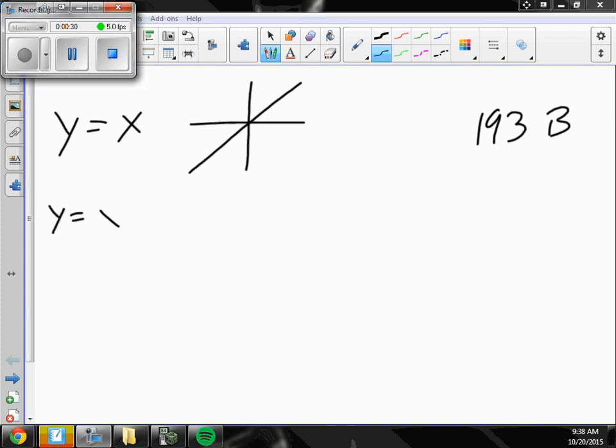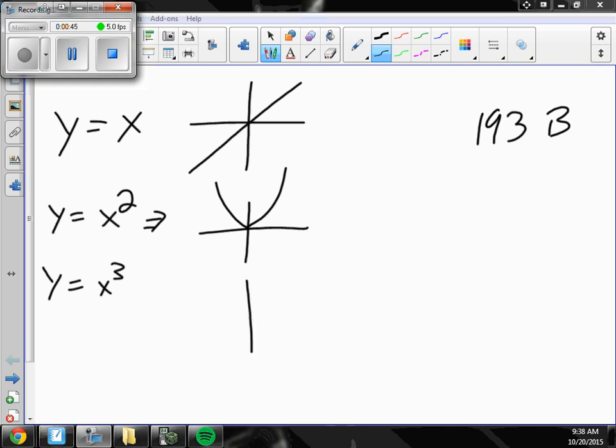What about y equals x squared? It's a parabola with the vertex at the origin, opening up. Y equals x to the third. It looks like this. Okay. Y equals the absolute value of x. It's a v with the vertex at the origin.